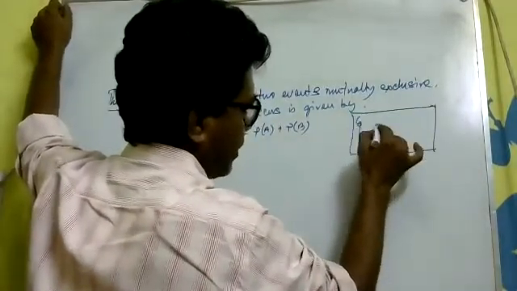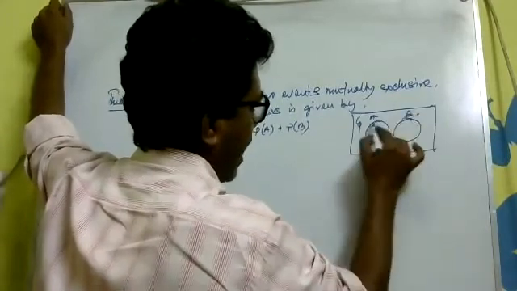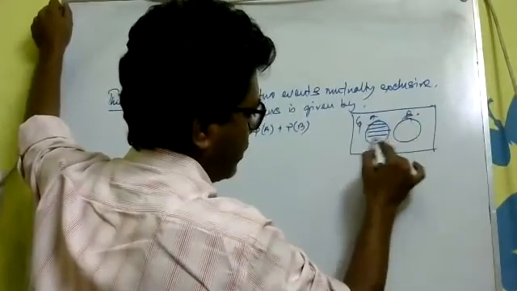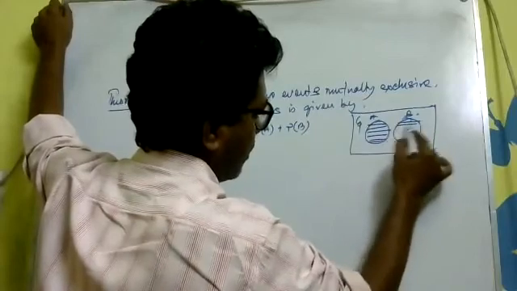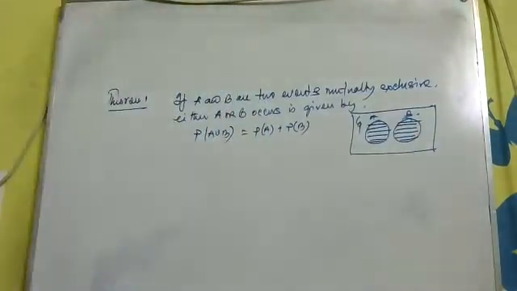That is your universal set, that is your occurrence of set A, and that is your occurrence of set B. Either this event occurs or this event occurs. P(A union B) is equal to probability of A plus probability of B.